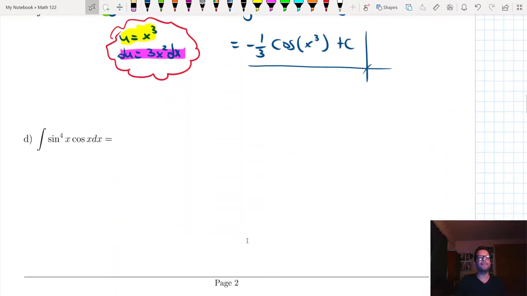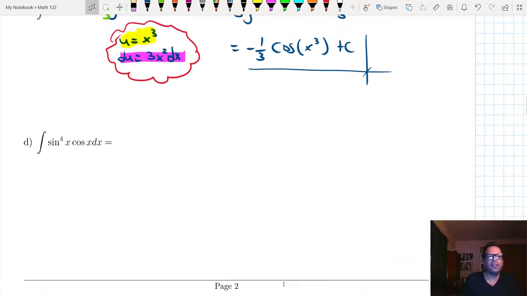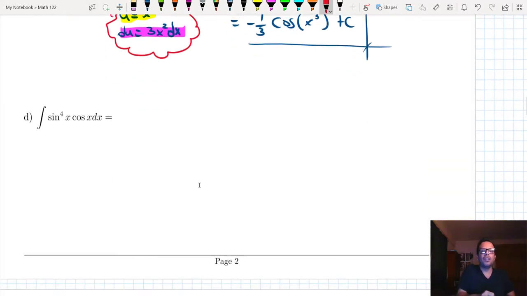Let's move on to letter D. Okay, what about letter D? All right, so now we have a product of sines and cosines, and one of the trigonometric functions has a power, the other doesn't. But notice something. In this case, unlike the previous examples, for example letter C, where we used u as the quantity inside the parentheses of the trigonometric function, u will be itself a trigonometric function. How come?